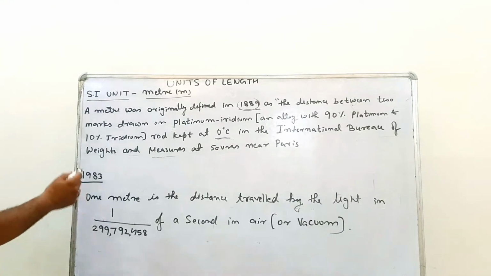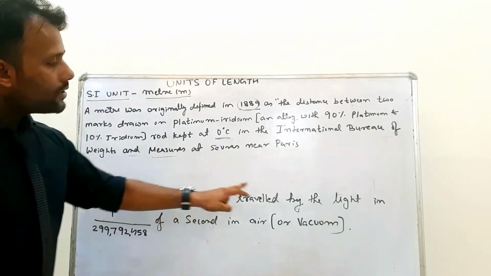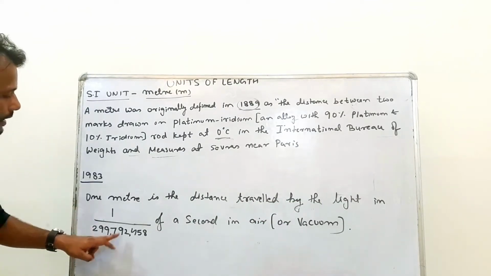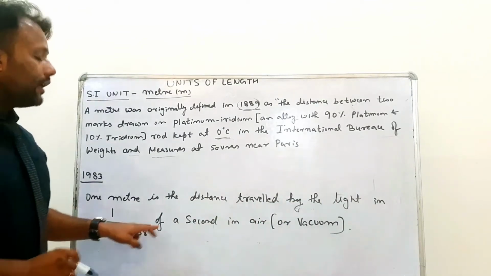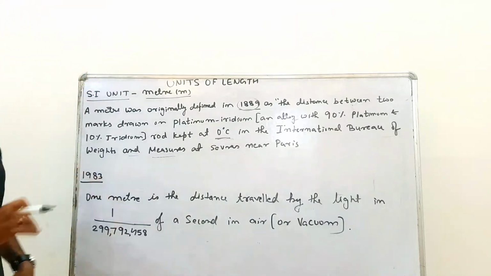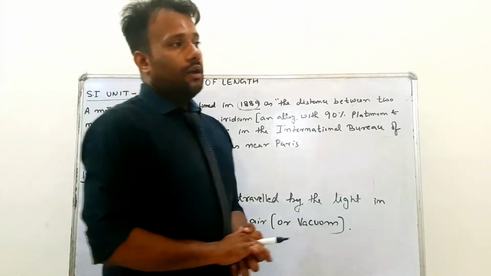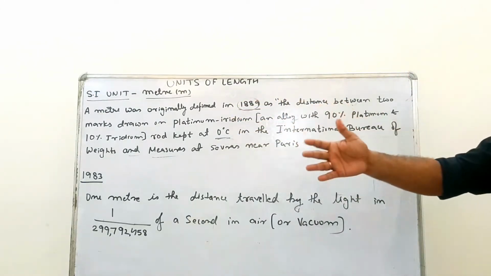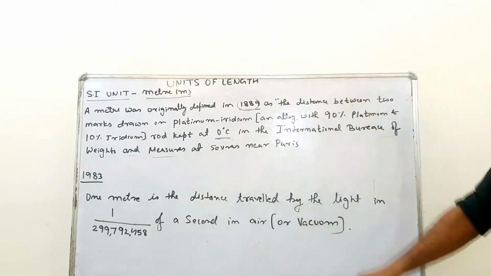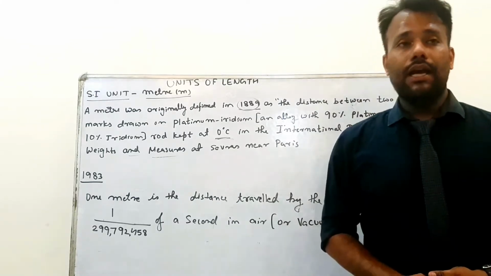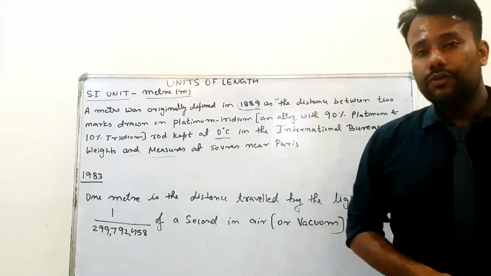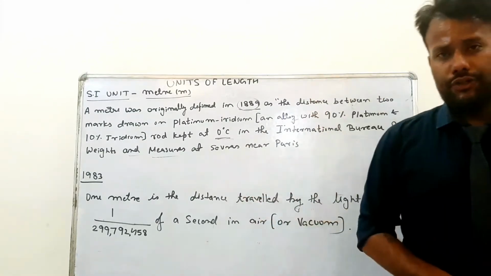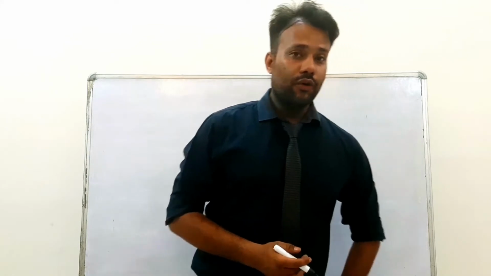And what is it? 1 meter is the distance traveled by light in 1 by 299,792,458 of a second in air or vacuum, right? So we have changed the definition of length of 1 meter from this to this. In exams, sometimes they ask you to write the definition, so I prefer you write this one because this is the latest definition. Let's discuss some subunits of meters.